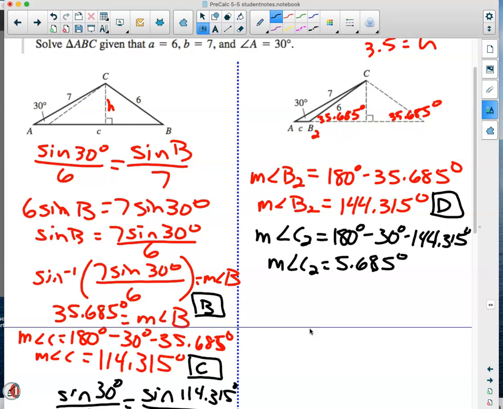And now I need the new length for little c. So sine 30 degrees over 6, still sticking with the one they gave me, equals the sine of 5.685 degrees over c.